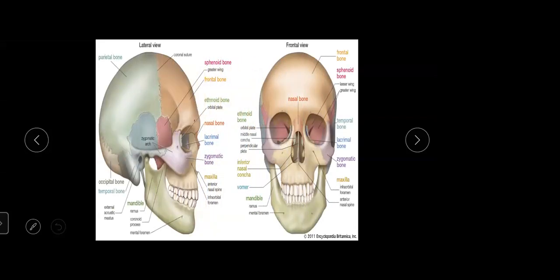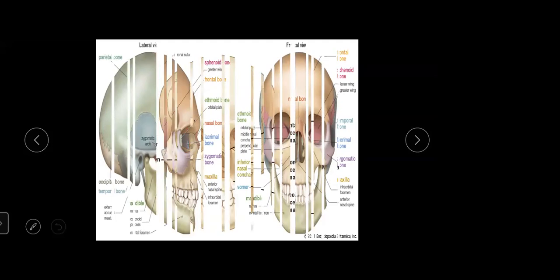The zygomatic bone, also known as the malar bone, forms the prominence of the cheek. It has two processes: the superior process, known as the frontal process of the zygomatic bone, which articulates with the zygomatic process of the frontal bone, while it has a posterior process which articulates with the zygomatic process of the temporal bone to form the zygomatic arch.